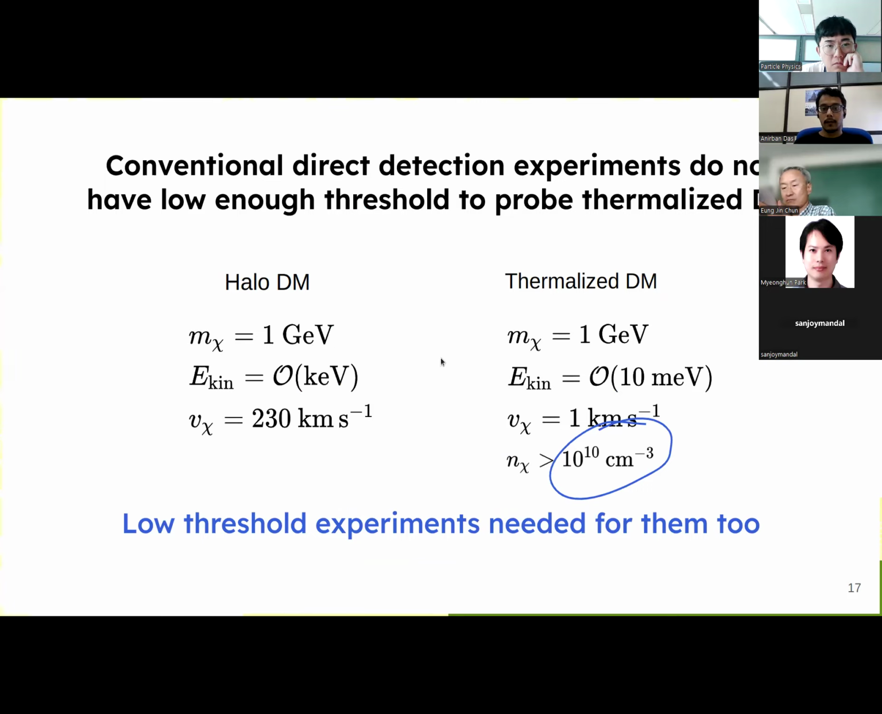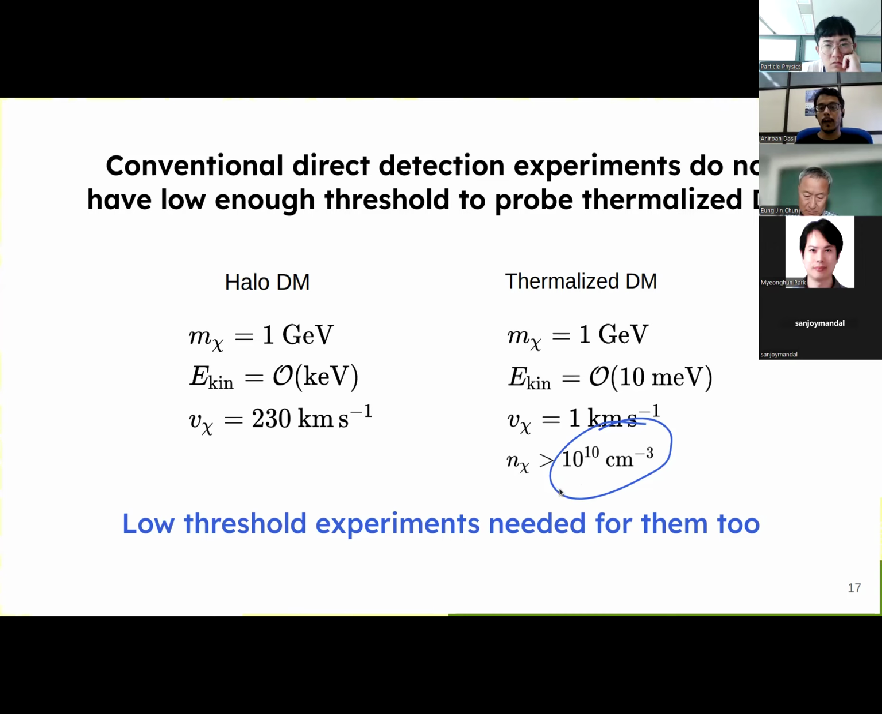Then you can compare the parameters between this thermalized dark matter population and the halo dark matter. Even if you take the same mass, let's say 1 GeV, the typical energy of this population would be much lower, in the milli-electron volt range, because, as I said, the temperature is very low, 300 Kelvin. But the advantage is that because this process is happening over many years, there will be a large population buildup. The typical number density that we can expect for this thermalized dark matter could be upwards of 10 to the 10 per cubic centimeter.